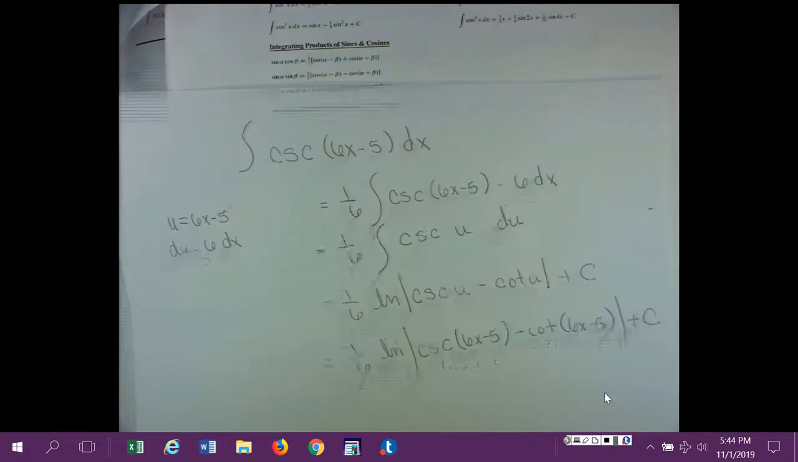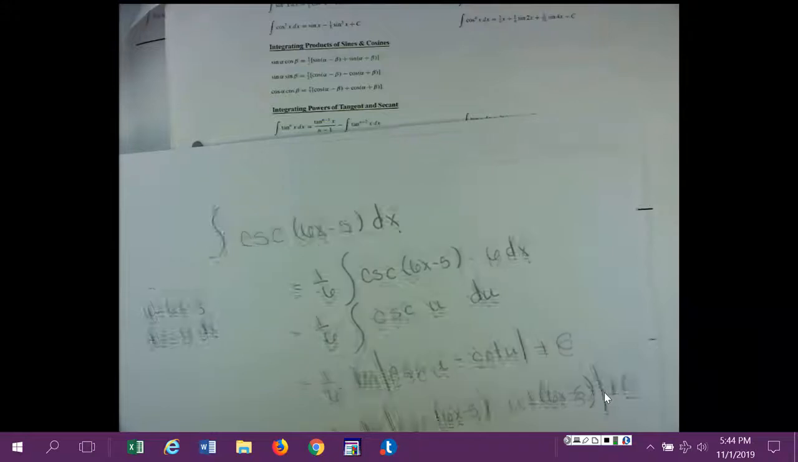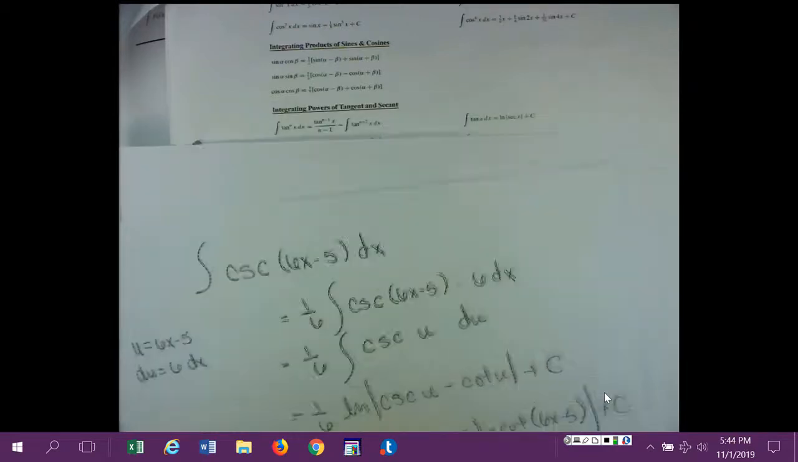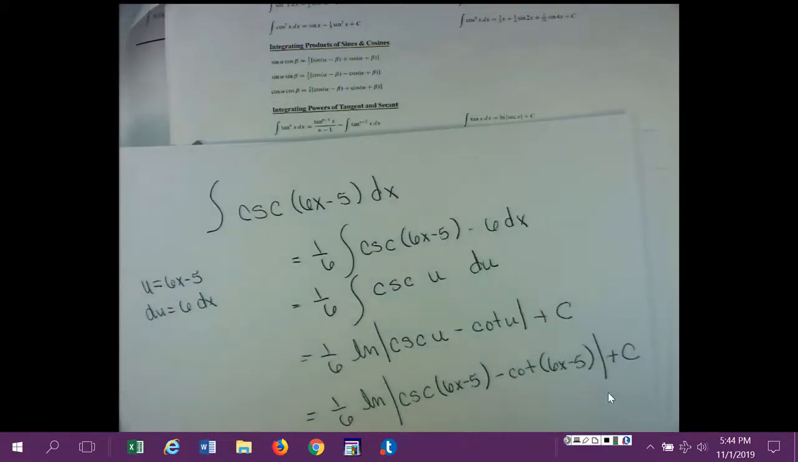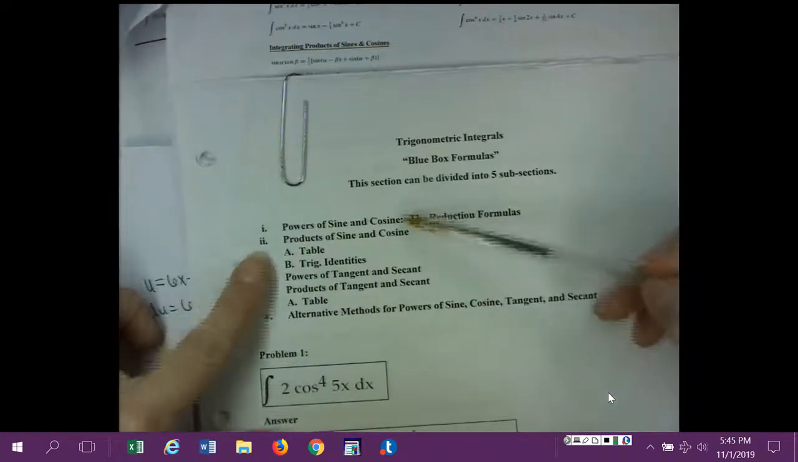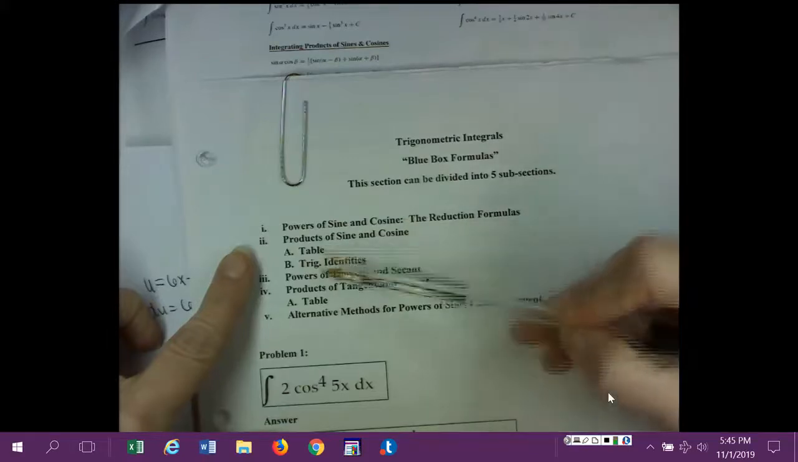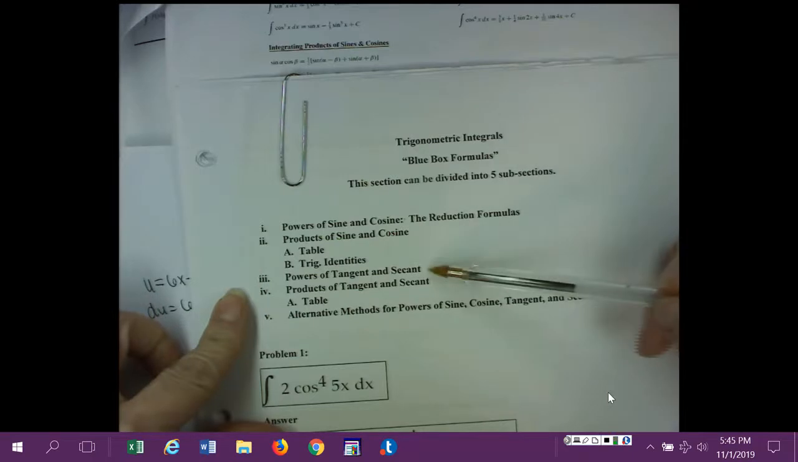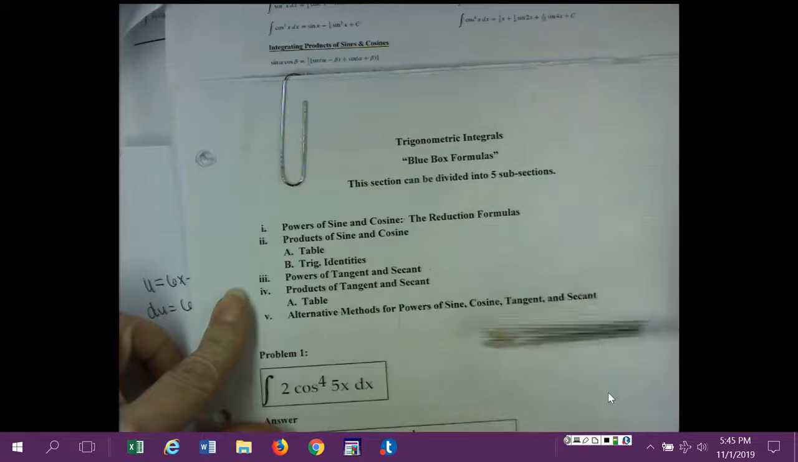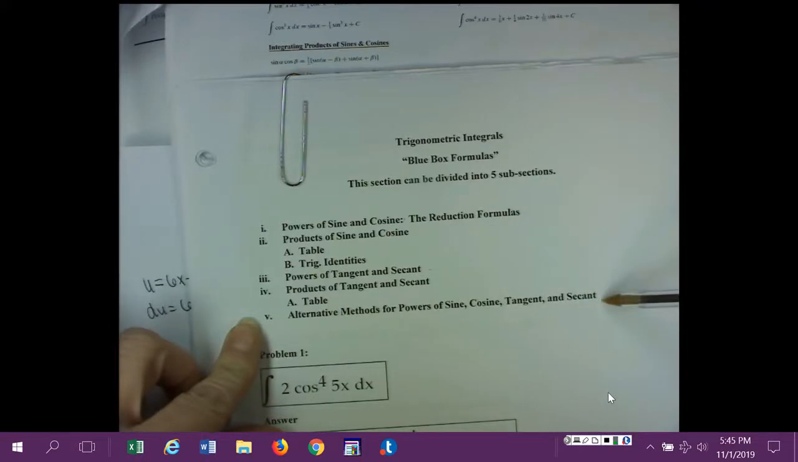Now, I am going to visit each Roman numeral and give an example in this video. That means that, going back to the lecture handout, if I really want to be thorough, I need to give an example of power of sine and cosine, product of sine and cosine, 2 examples because it works 2 different ways or 2 types of problems. I need to give an example of a power of tangent and secant. I need to give an example of a product of tangent and secant, which involves a table. And then I need to work an example with an alternative method.